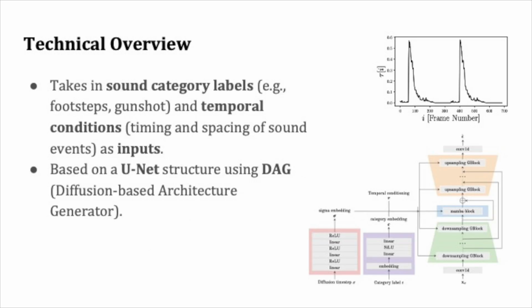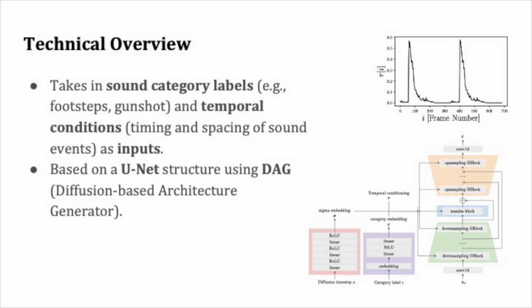MambaFoley takes in two main inputs: sound category labels, such as footsteps or a dog barking, and temporal conditions that define when and how often these sound events should occur. Specifically, the dataset used to train MambaFoley only includes 7 different sound categories. The temporal conditioning is a result of taking the root mean square of the waveform of some real audio sample belonging to the same sound category.